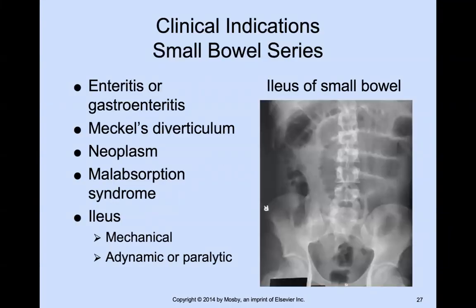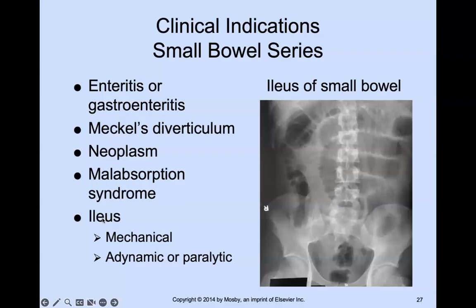All right, you guys. So let's go into clinical indications. Very important. You will see questions on clinical indications, contraindications as well. You will see questions on pathology, and we will go through that in just a second. So let's see, neoplasms, malabsorption, enteritis or gastroenteritis, Meckel's diverticulum. These are all clinical indications for small bowel series.